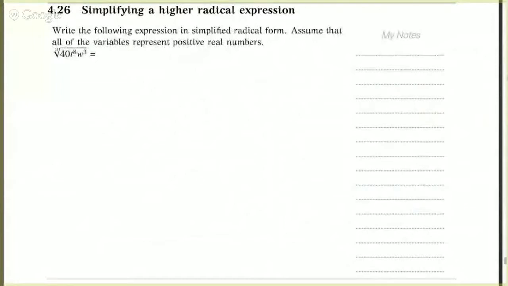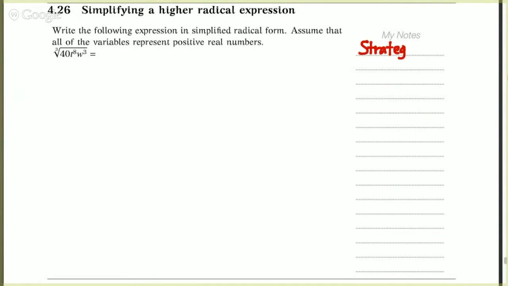So in this problem, we're simplifying the radical expression that's given to us here, the cubed root of the expression 40 times t to the 8th times w to the 3rd. We're also told that all the variables here represent positive real numbers, which really doesn't matter to us too much in this problem, but suffice to say, it allows us to avoid having to use absolute value signs in any case. So let's not worry about it here. We just want to simplify this expression as completely as possible.